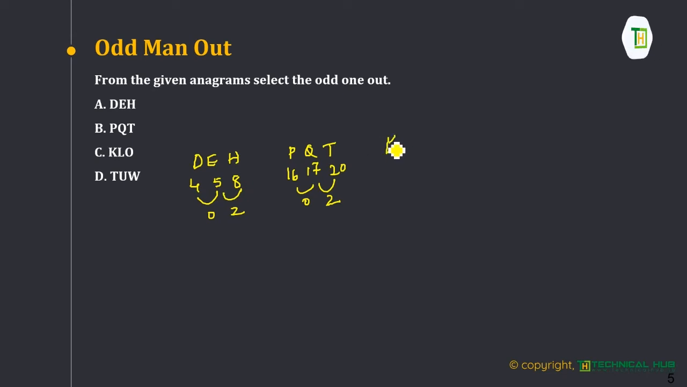Going to third option, K, L, O. So K is 11, L is 12, O is 15. Between K and L there are no letters, gap 0. L and O, between them gap is 2 letters. Difference is 3, gap is 2 letters.